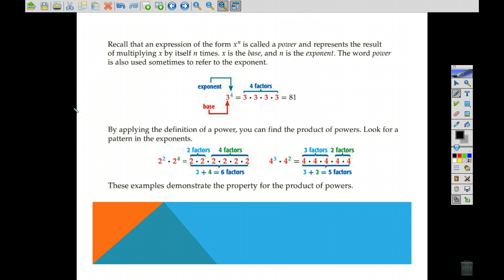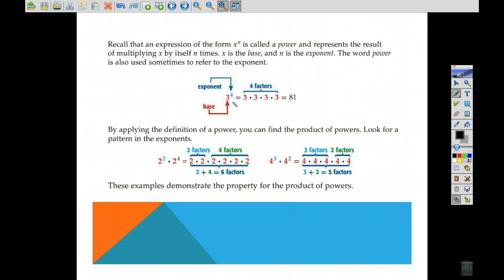Okay, welcome back. So recall that an expression of the form x to the nth power is called a power. x^n is called a power and represents the result of multiplying x by itself n times. x is the base and n is the exponent. The word power is also used sometimes to refer to the exponent. So here's your base, here's your exponent. So 3 to the fourth power means 3 times 3 times 3 times 3, which is 81.